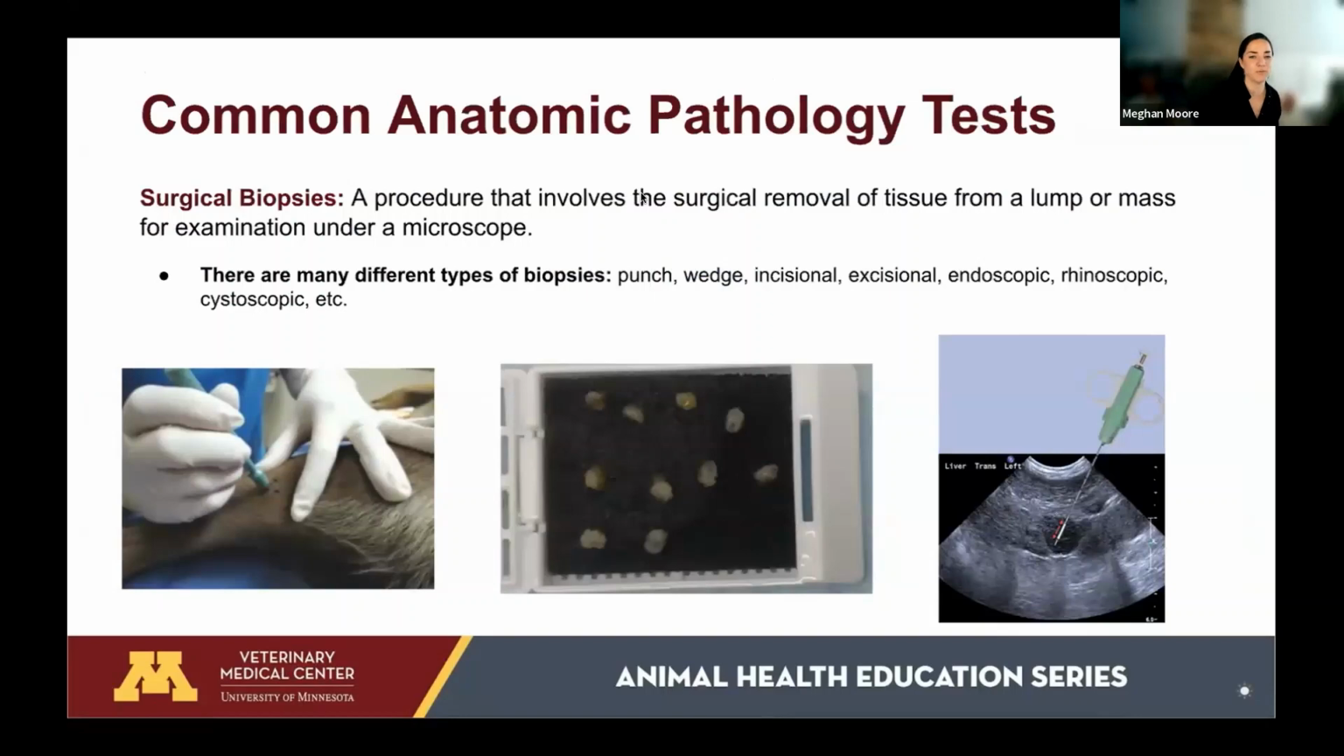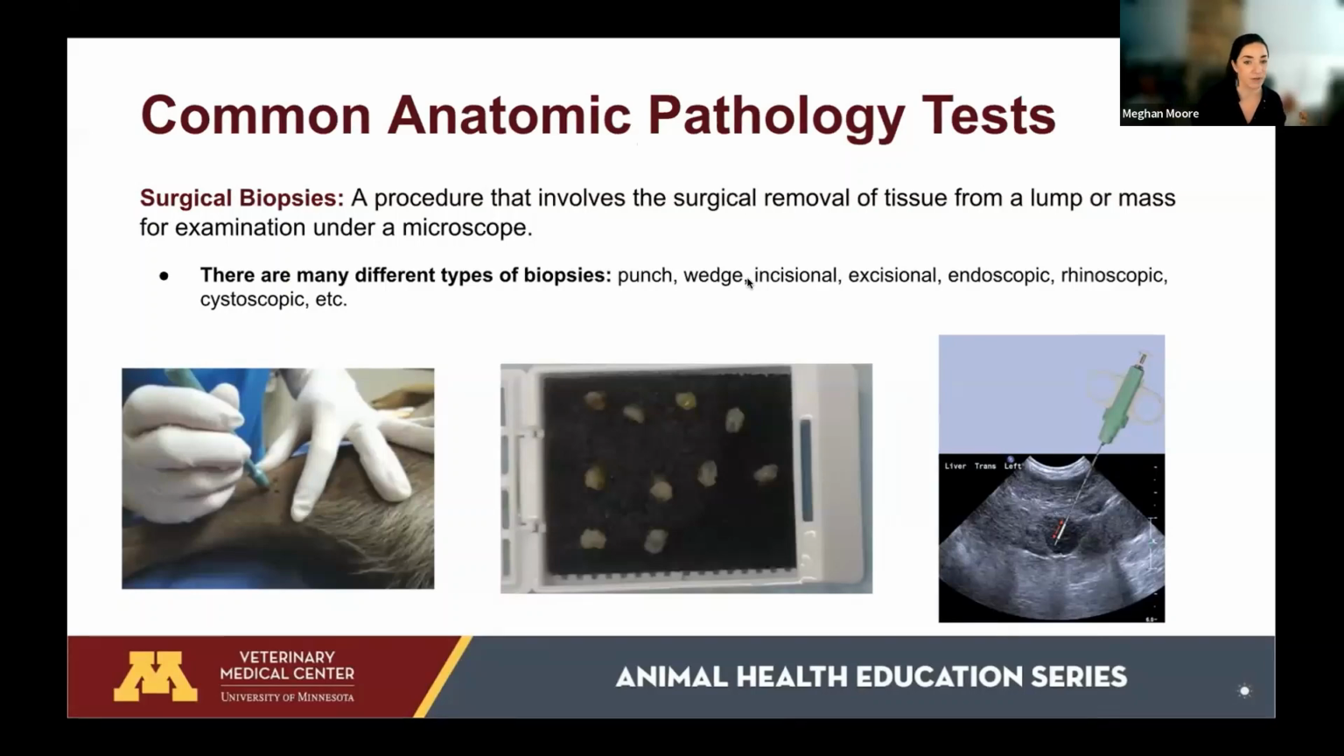Okay, so moving on to some of the tests that are common under the anatomic pathology framework, which again is more tissue-based, so keeping the tissue intact. One of the common things that anatomic pathologists will do that your dog or cat, or goat or horse or reptile, whatever animal you may have, might undergo at some point would be a surgical biopsy. Essentially, a biopsy is a procedure that involves the surgical removal of tissue from either a lump or a mass for examination under a microscope.